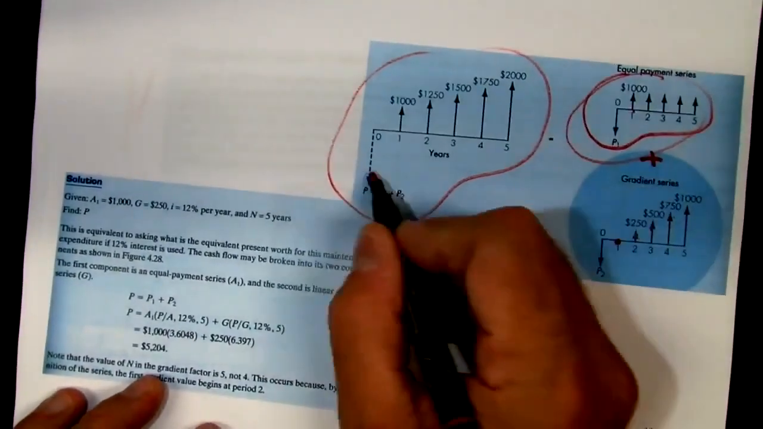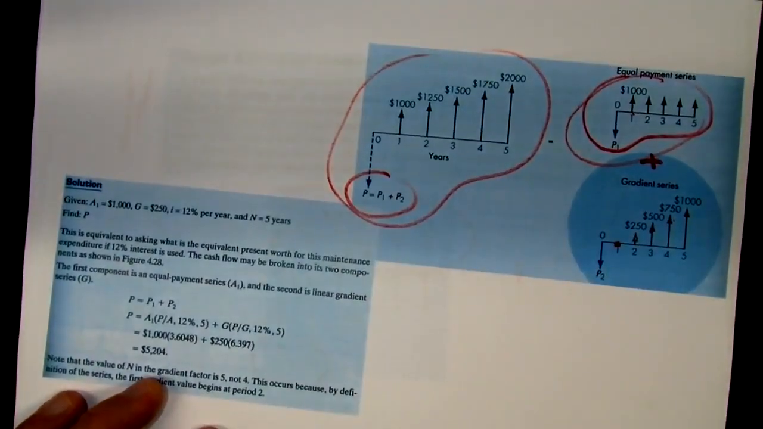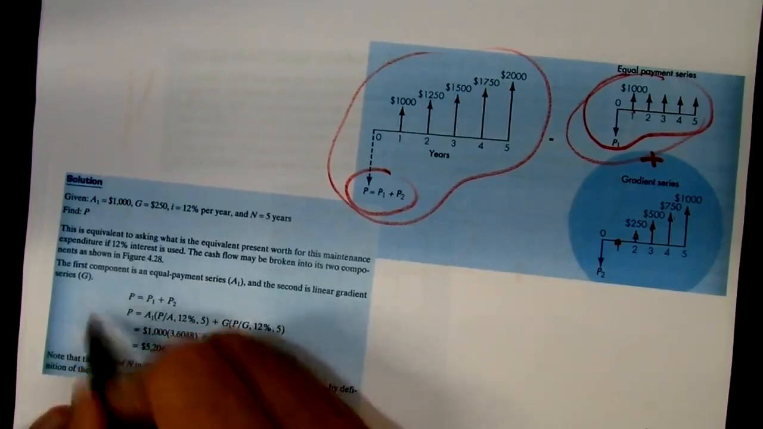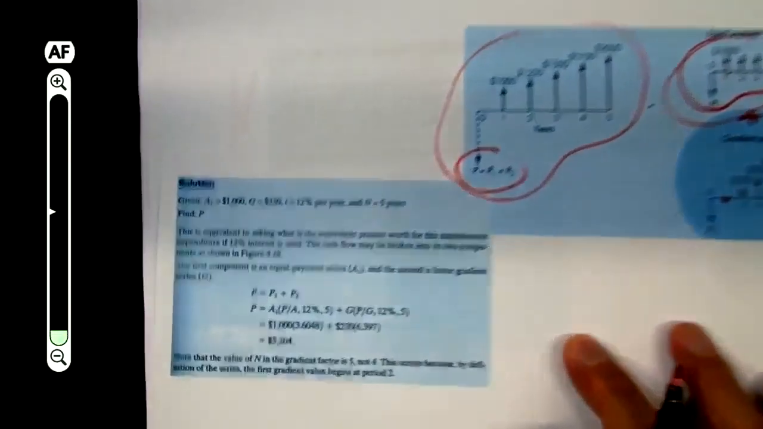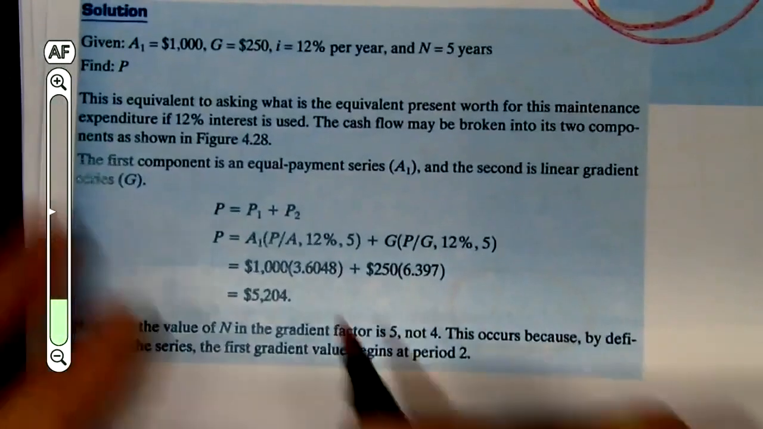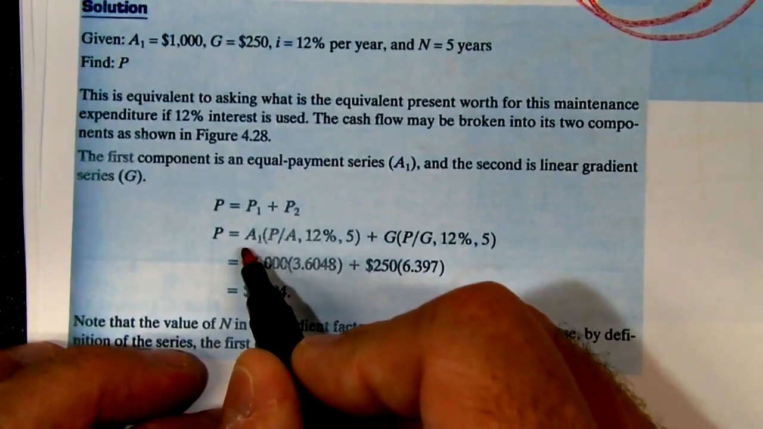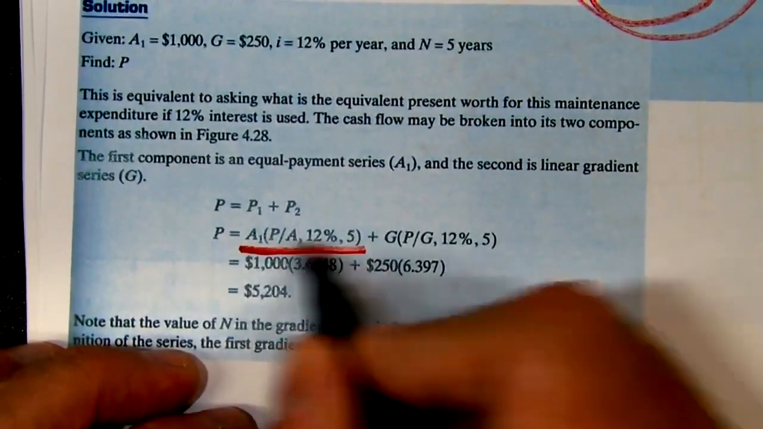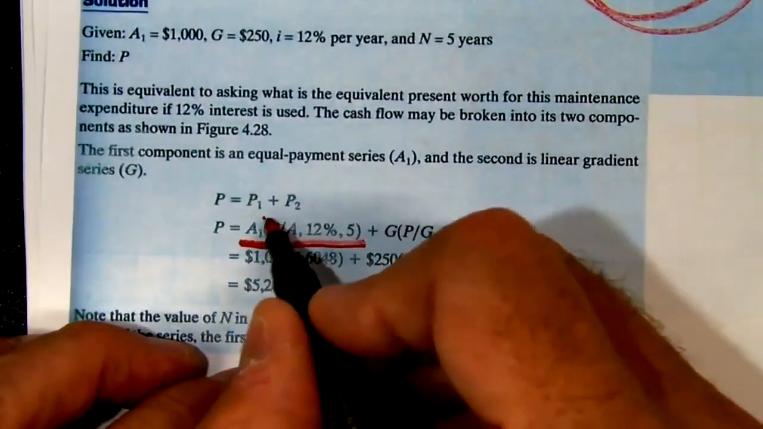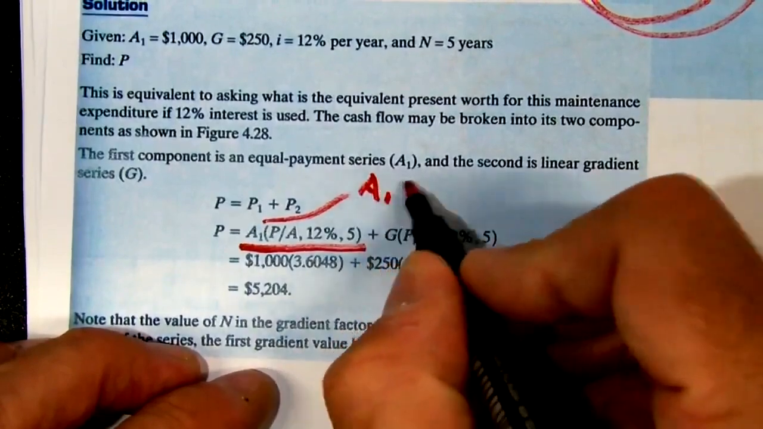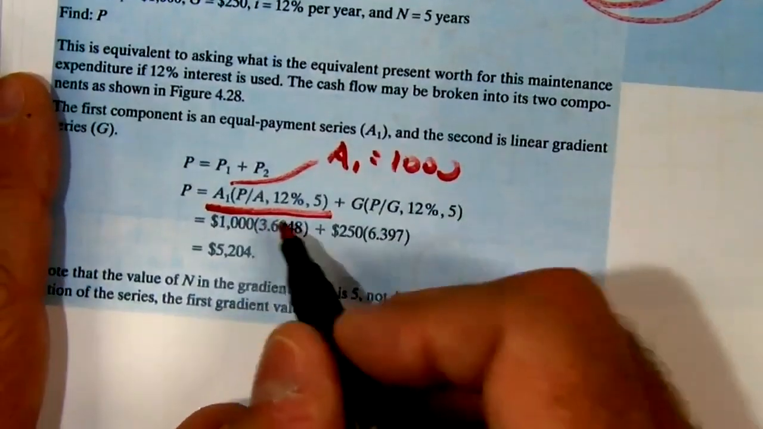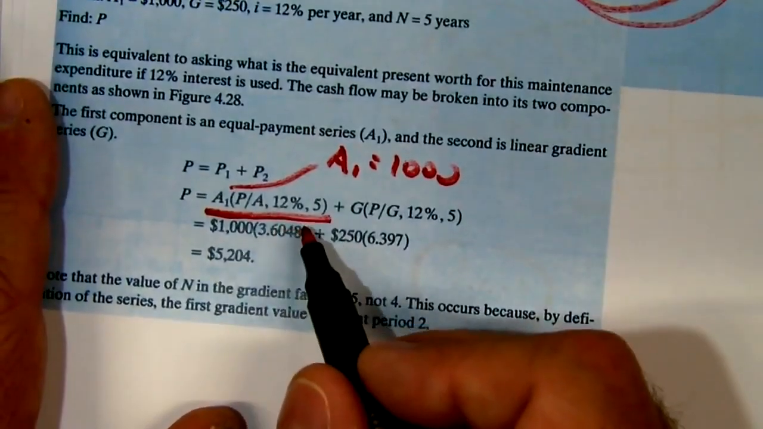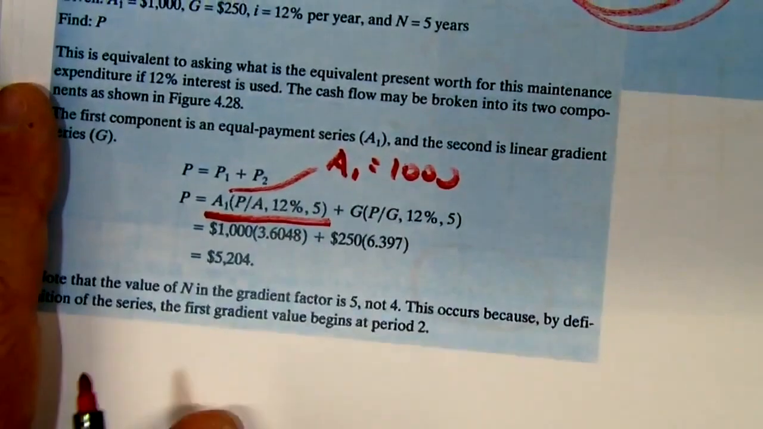So you can say that your original P is P1 plus P2. P1 is your A, where the book calls it A1, equal to your $1,000, which is this guy right here. Then simply convert it into an equivalent P value with the P given A formula. This is nothing new, we have done that already.